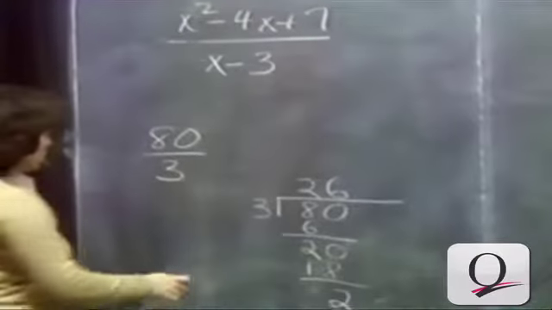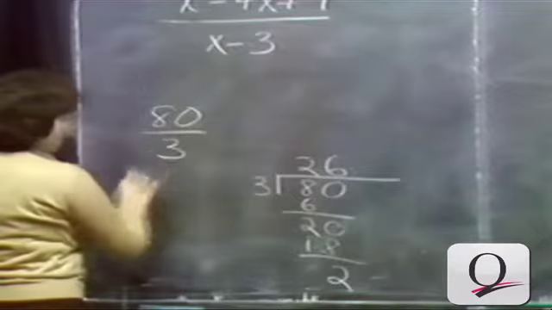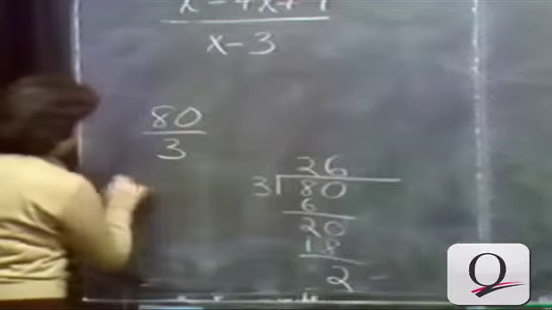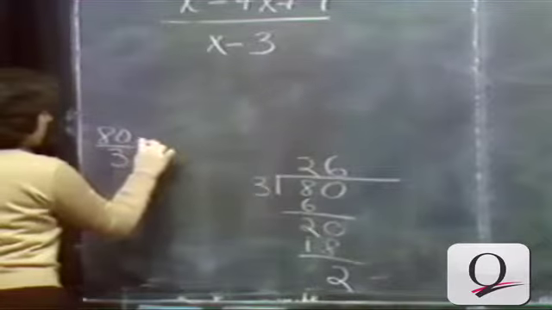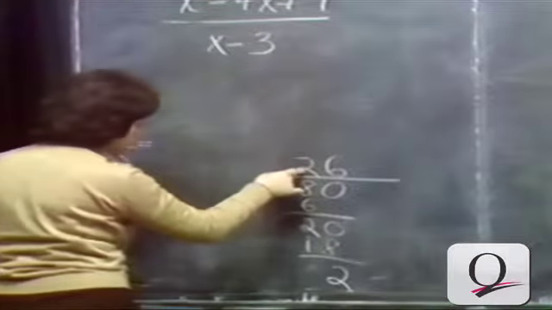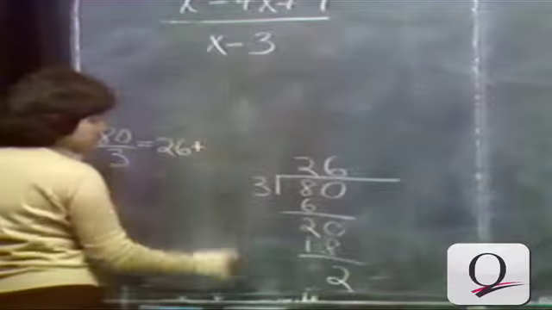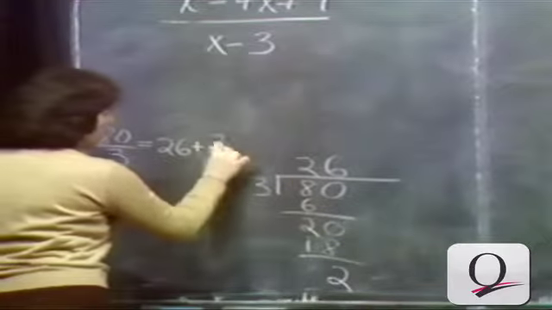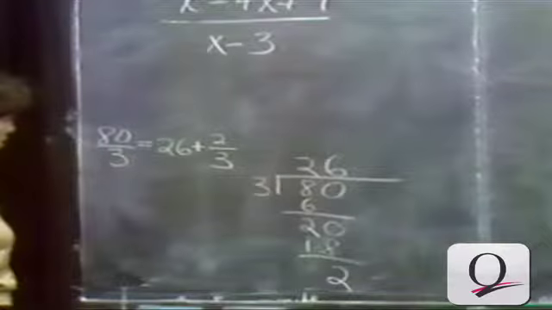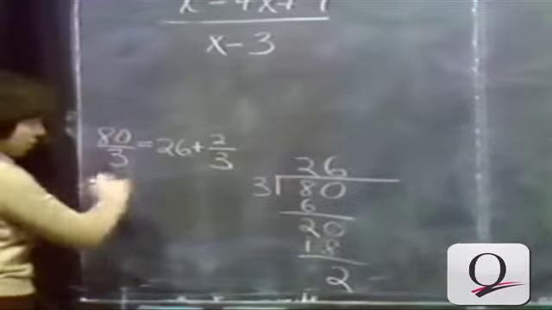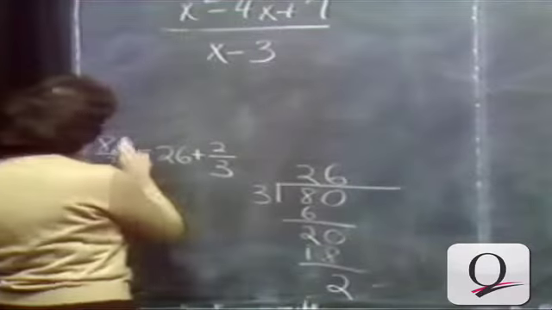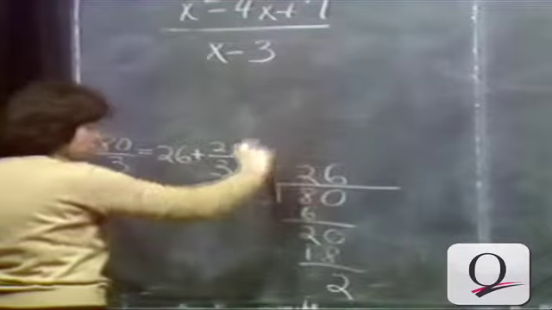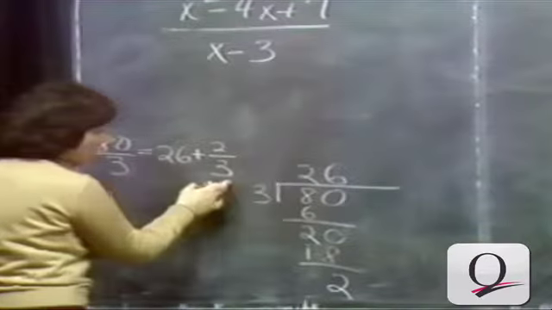Now what we can do is write the answer in a certain way. We can say 80 divided by 3 is equal to, let's move this over a little, 80 divided by 3 is equal to the quotient, 26, plus the remainder, 2, over the divisor, 3. This is how you can write your answer. Either 26 remainder 2, or in this technique, the quotient 26 plus the remainder 2 over the divisor 3.